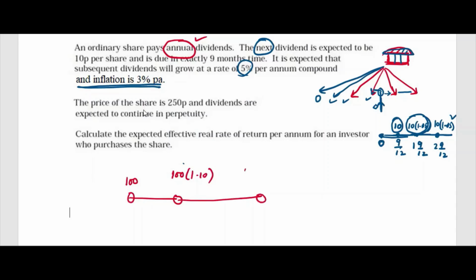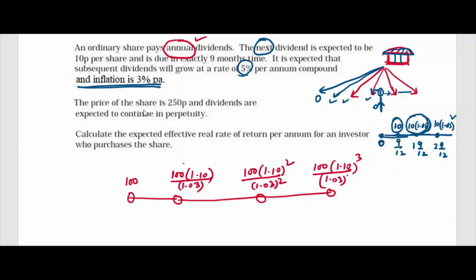But if there is inflation in the market, though your money will grow this way, what might happen is there is a lot of inflation, more than 10%. Then finally, if you find the value, it will go down. Inflation you have to write here. If there is 3% inflation, go on dividing by 3% every year. This way you have to apply inflation.